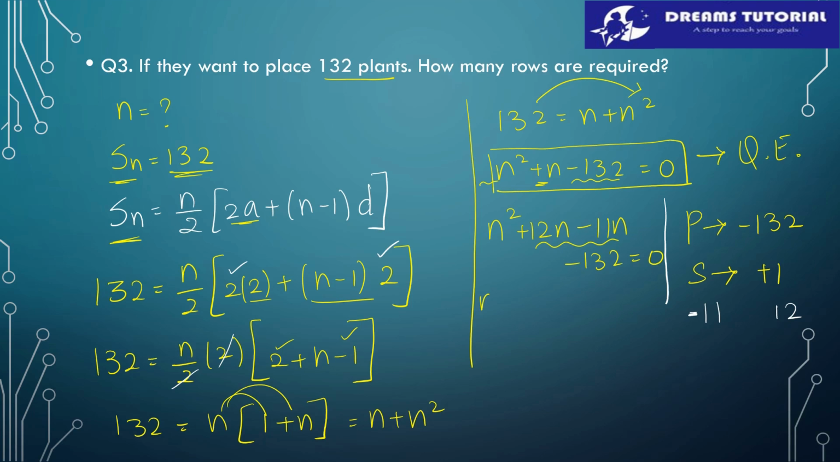So of course you can further simplify this. You can take out the n commonly from first two terms. So when taken out, we'll be having n plus 12. From the last two terms, we can take out minus 11 commonly. So we are left with n plus 12. This is going to be equal to 0.